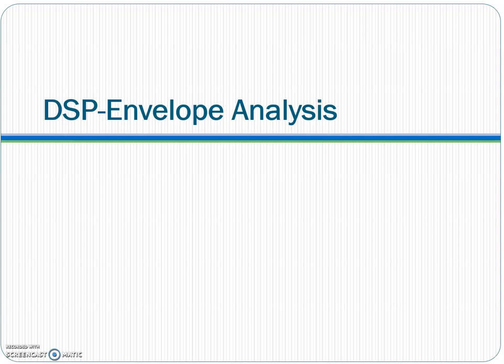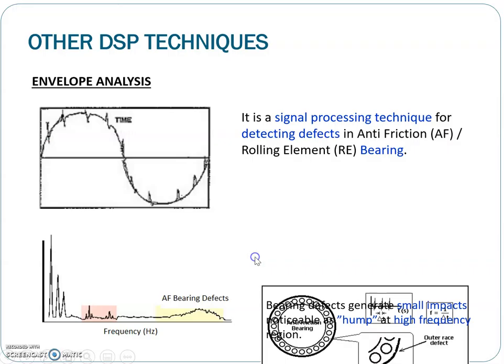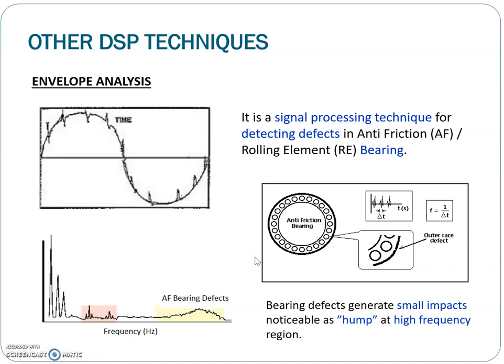Today, we will discuss a separate digital signal processing technique which is called envelope analysis. Envelope analysis is a signal processing technique used for detecting defects in anti-friction rolling element bearings or gears. Defects in bearings or gears usually will generate small impacts, noticeable as hum at high frequency regions.